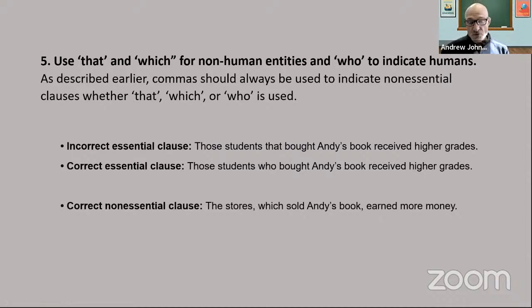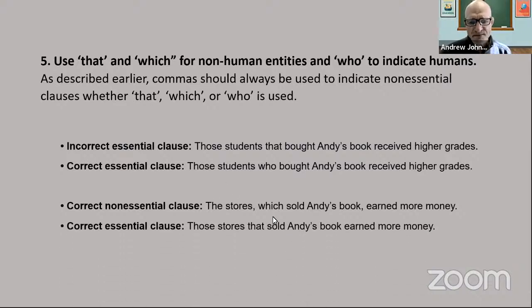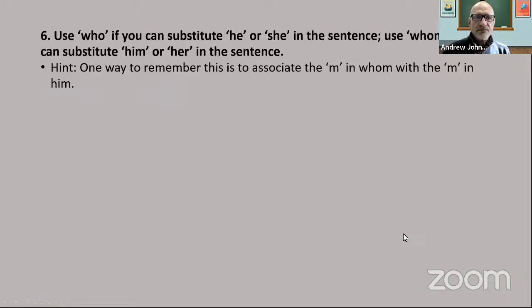Those stores, which by the way sold Andy's books, earned money. Stores are not humans, so we use "which" or "that." Those stores that sold Andy's book earned more money. That's an essential clause. "Which" is a non-essential clause. Use "who" if you can substitute "he" or "she" in the sentence. Use "whom" if you can substitute "him" or "her." And one way to remember this is to associate the M in "whom" with the M in "him."